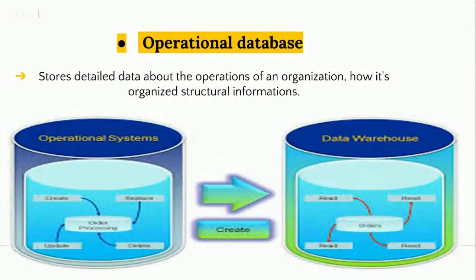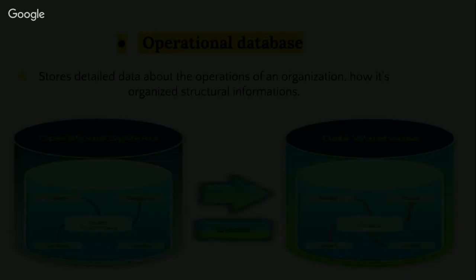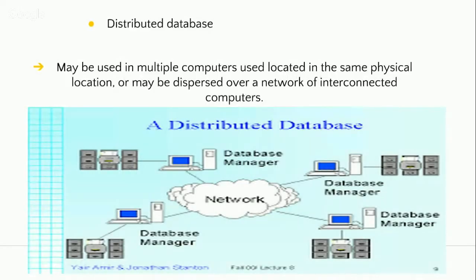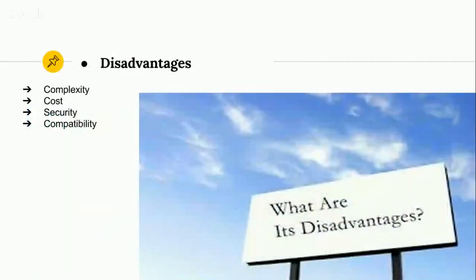Next, we have the operational database. The operational database stores detailed data about the operations of an organization, how it's organized, and its structural information. Following in our list, we have the distributed database, which can be used in multiple computers located in the same physical location, or it may be dispersed over a network of interconnected computers.